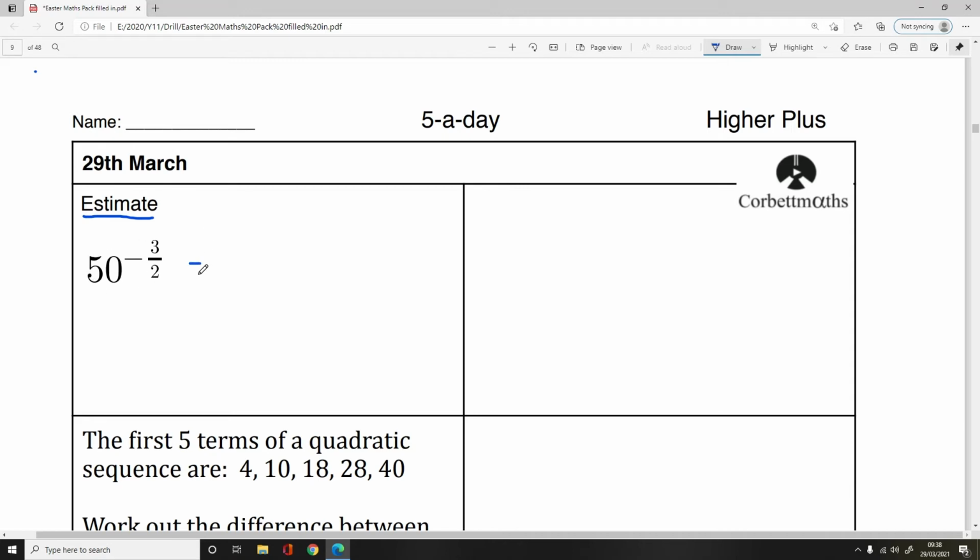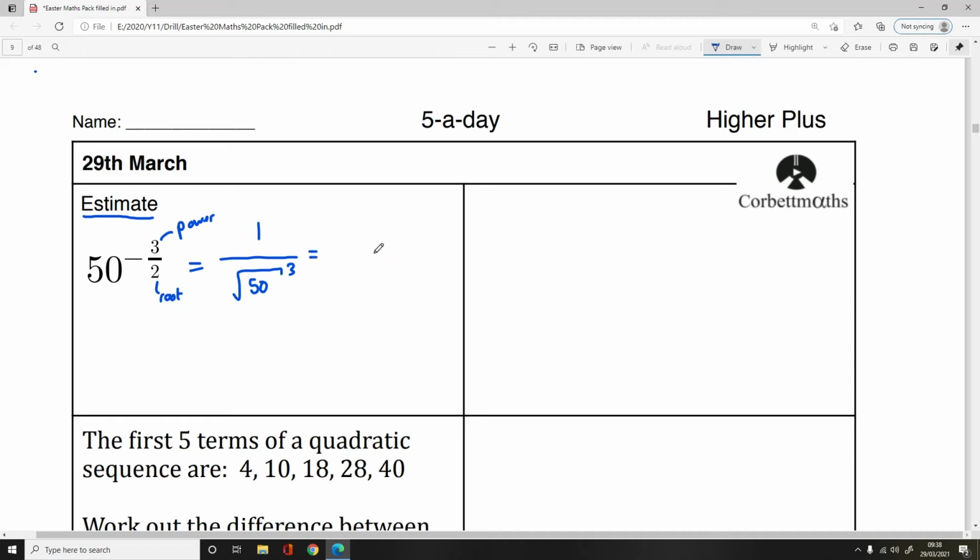Well, we'd want to think about what the indice actually means in the first place. So first thing is there's a minus. This means that whatever you're doing, it's going to be 1 over something. So we've used that. Then we have got a 3 and a 2. Remember, the top number is always the power, the bottom number is always the root. So we want to do 1 over the square root of 50 cubed. We want to estimate what this is.